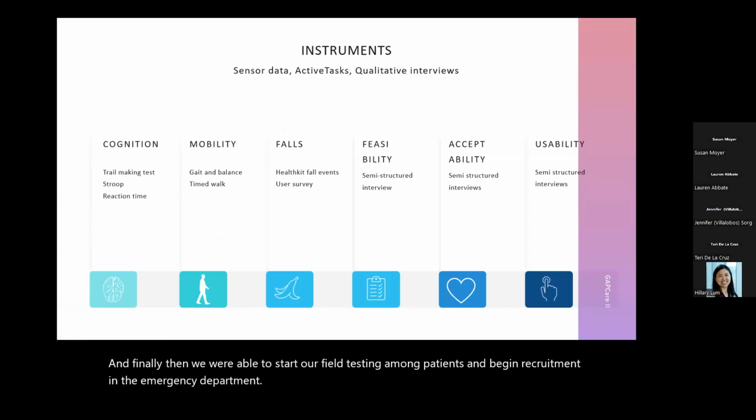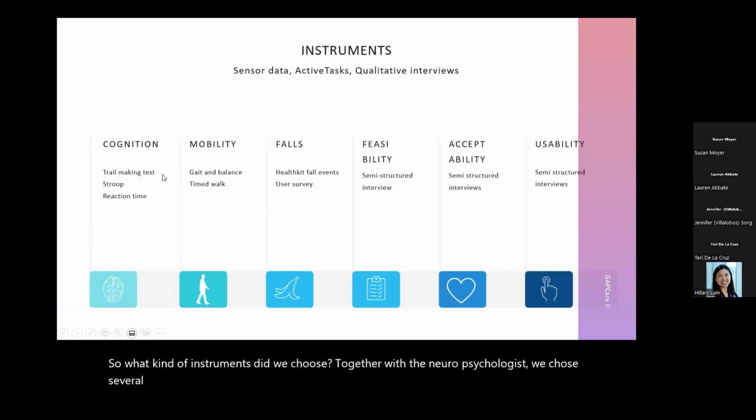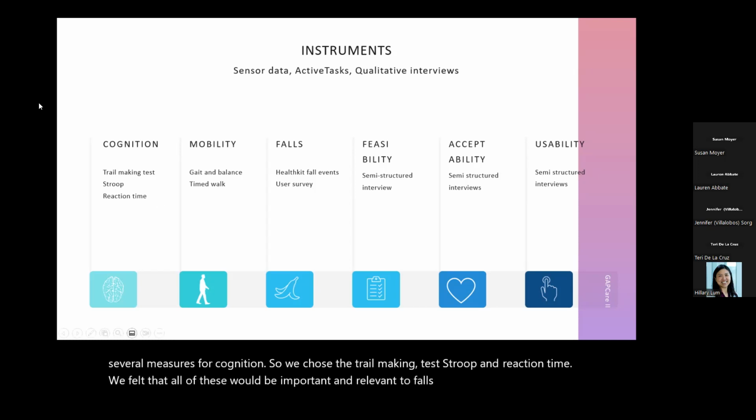So what kind of instruments did we choose? Together with a neuropsychologist, we chose several measures for cognition. So we chose the trail making test, Stroop, and reaction time. We felt that all of these would be important and relevant to falls. And these are the active tasks that Apple has already pre-programmed.